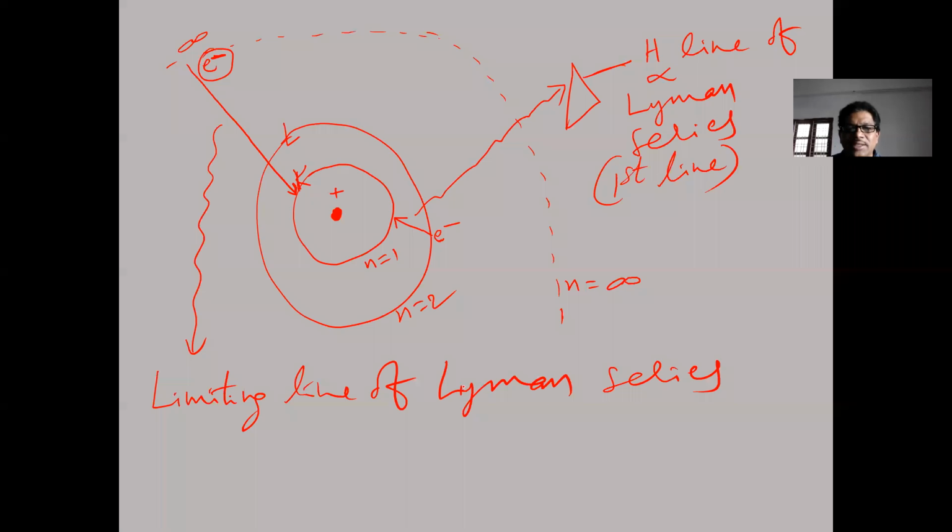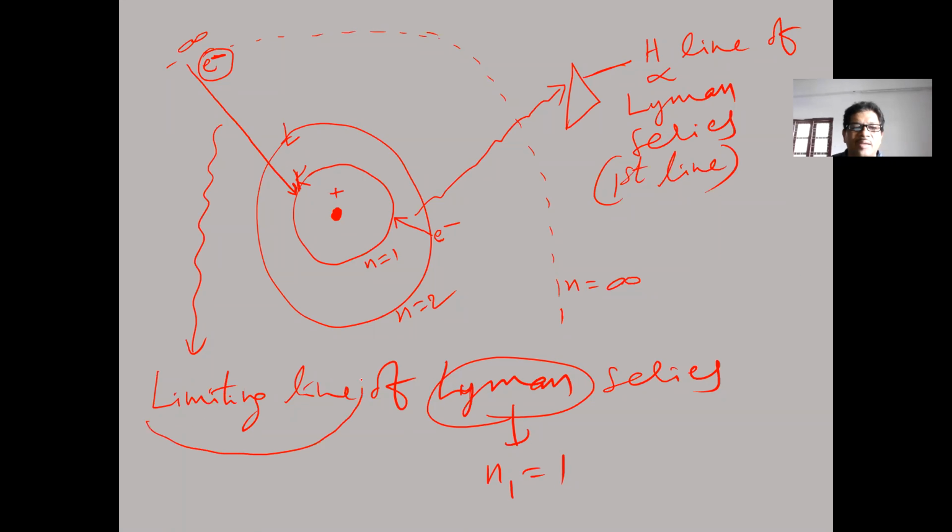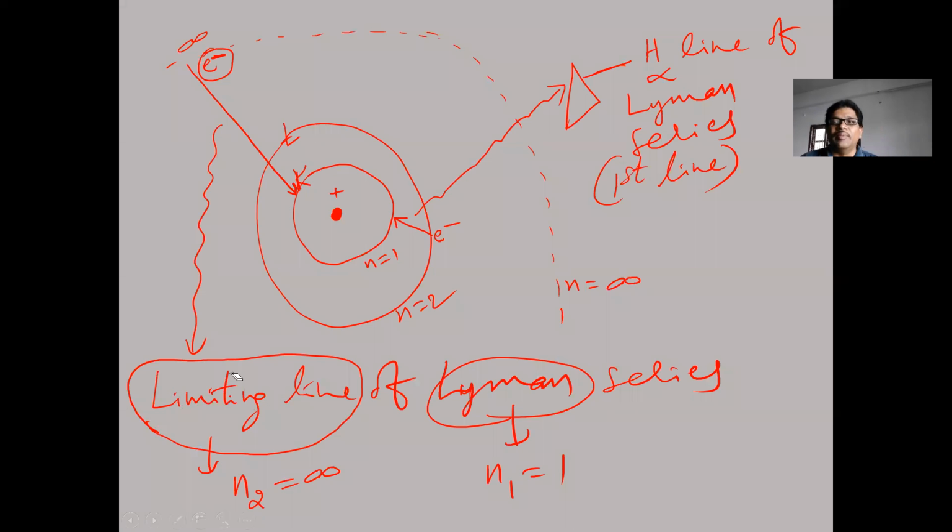Why is it the Lyman series? Because the electron is coming to the first orbit, so the n1 value must be taken as 1. And for any limiting line, the n2 value will be infinity. So the limiting line of the Lyman series, the limiting line of the Balmer series, the limiting line of any series will have only infinity as the n2 value.